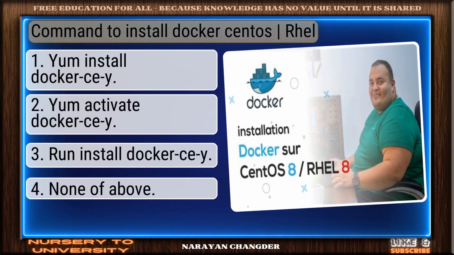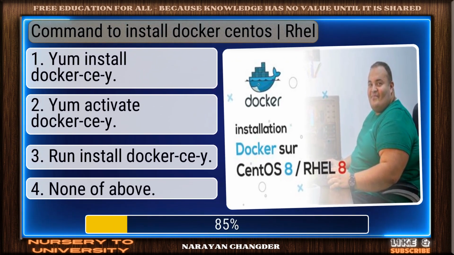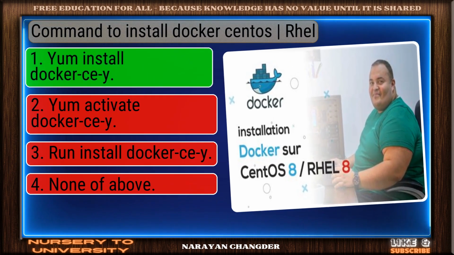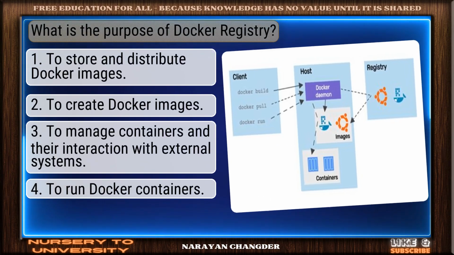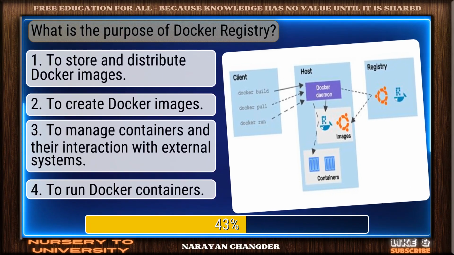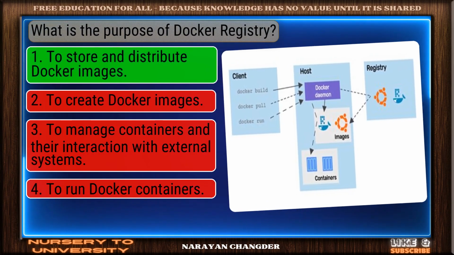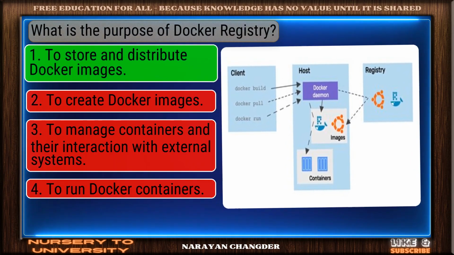Question number 3. Command to install Docker on CentOS. Sharp thinking. yum install docker-ce is the right choice. Question number 4. What is the purpose of a Docker registry? Strong choice. To store and distribute Docker images is the right answer.